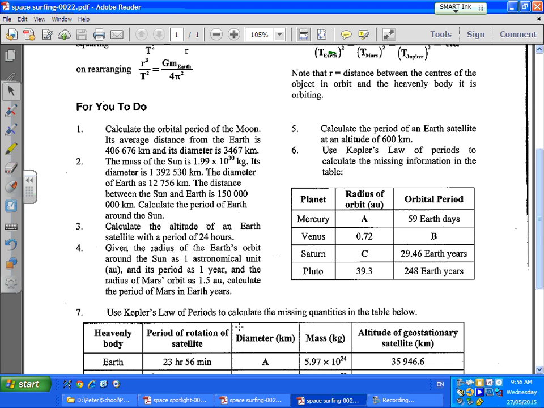Just watching, guys, because I'll tell you what the trick with this one is. You've got the sun, the Earth, and a distance between them, and they're giving you the diameter of the sun and the diameter of the Earth. So you have to take the radius there and the radius there, add them onto that, and then just use the formula.